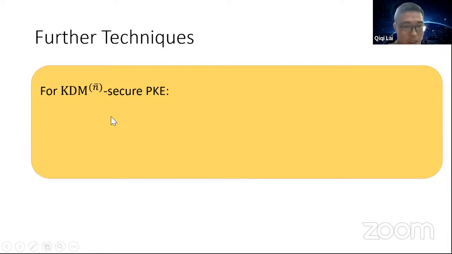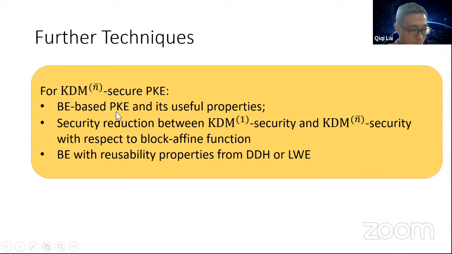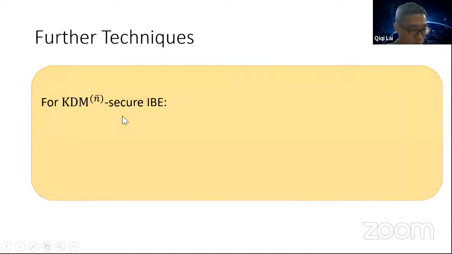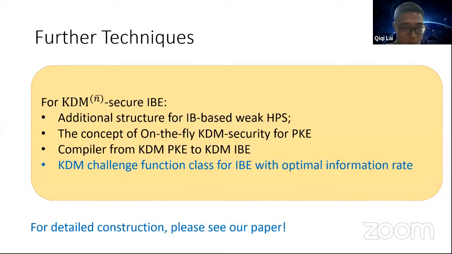Next, for KDM n-bar secure PKE, we roughly adopted the following three steps. Finally, for the IBE setting, we roughly adopted the following four steps. For the detailed construction, please see our paper.